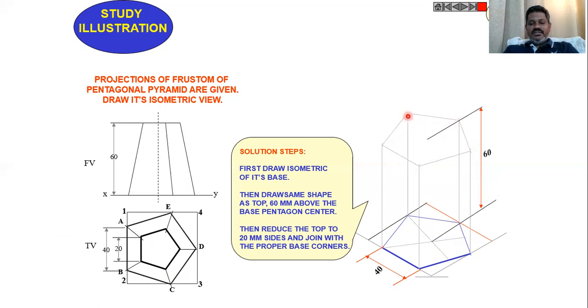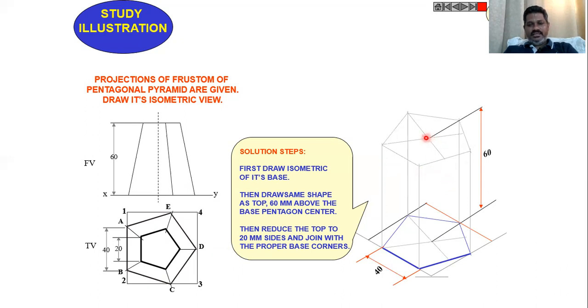Now we have already drawn a pentagon similar to that of the bottom surface. Now at the top we will get the pentagon of side 20 millimeters, that you can see in the top view of the projections. Then locate the midpoint on the top of the prism. Now it looks like a prism, but originally it is not a prism, it is the pyramid.